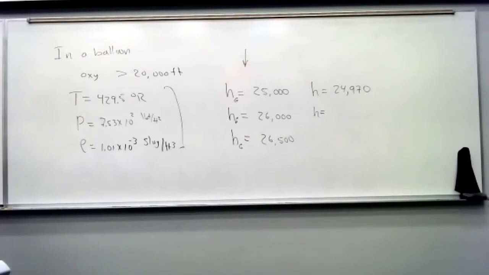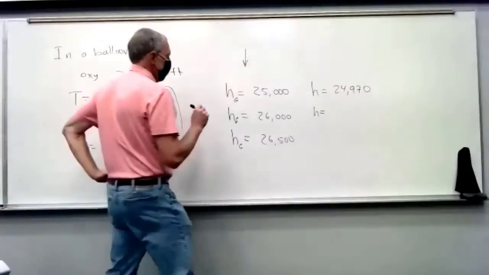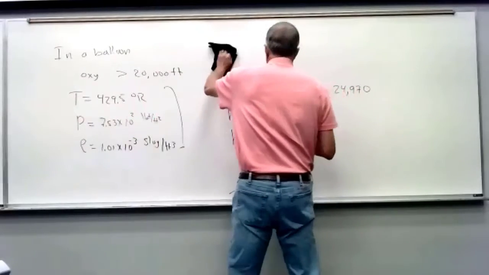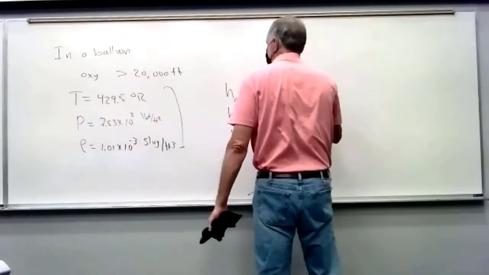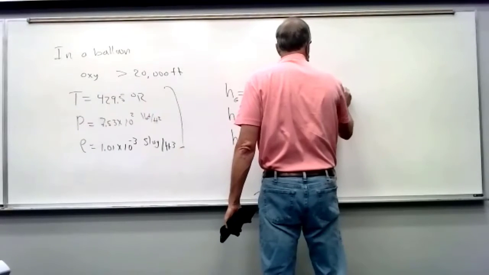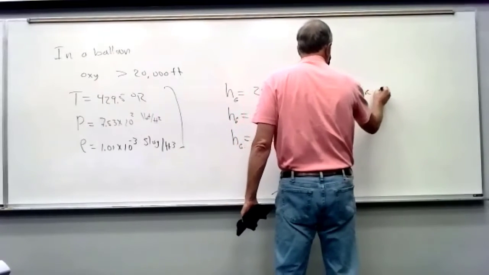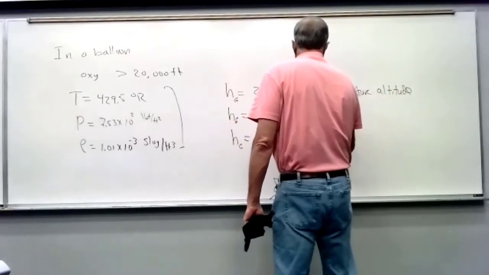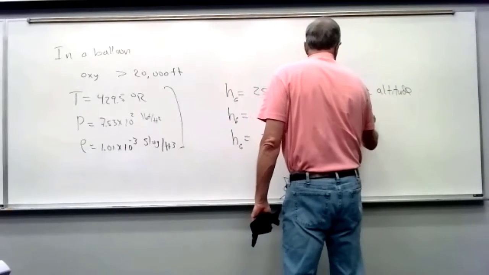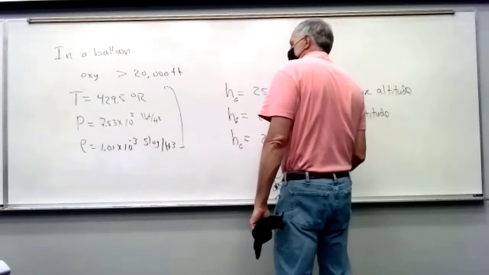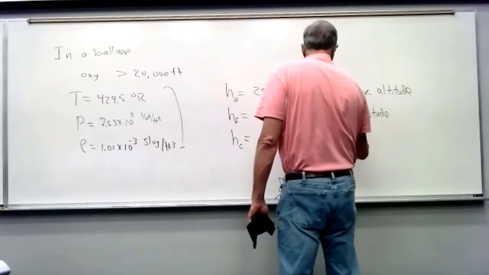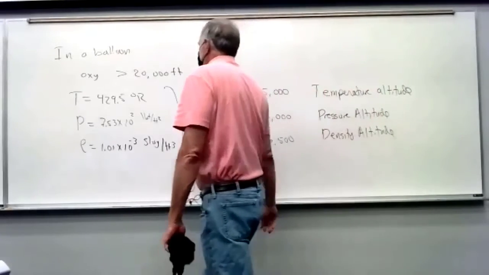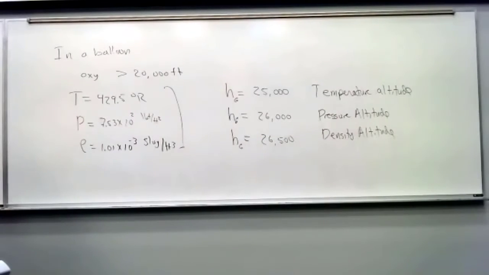Based on standard atmosphere, we're reading 3 different values. So really, we have 3 different estimates of our altitude based on these measurements. And then this one, the top one, is what we're going to call temperature altitude. And this is called the pressure altitude, and this is called the density altitude. And those are the actual names for it.